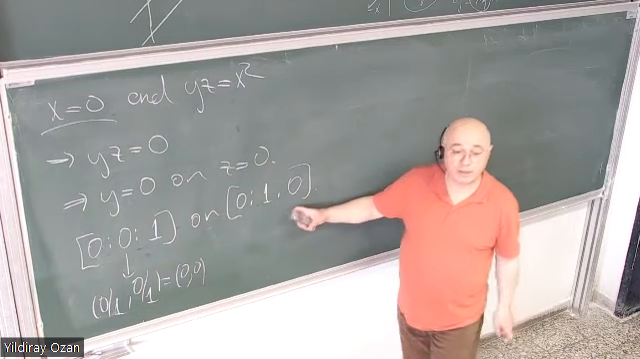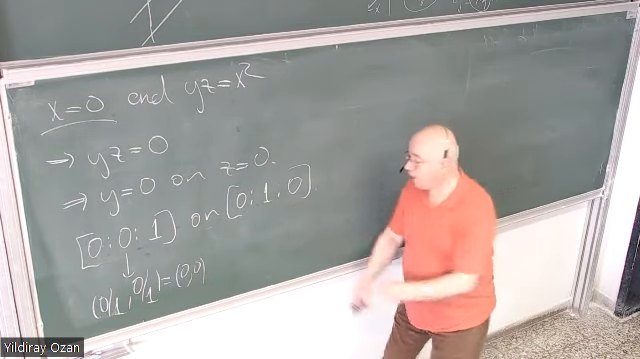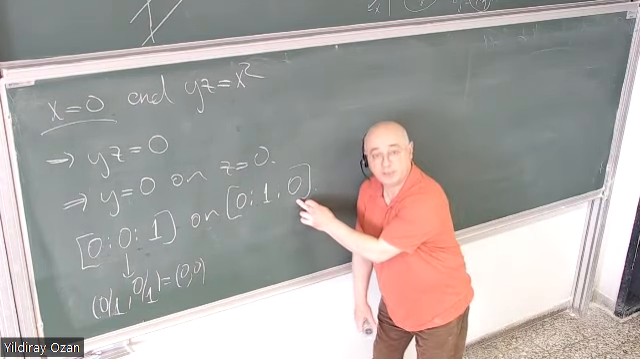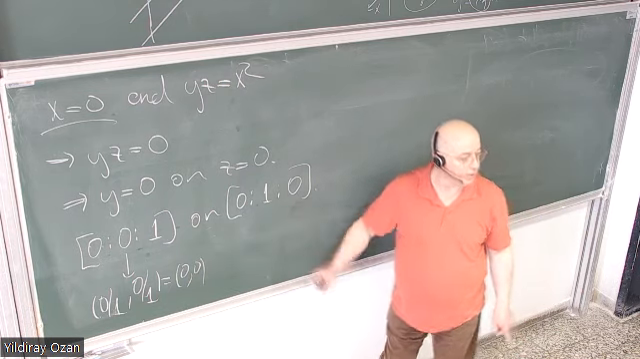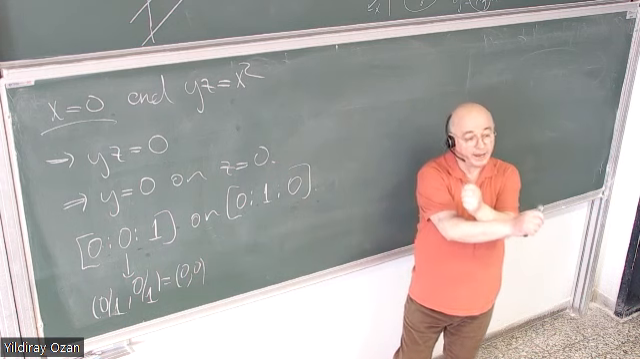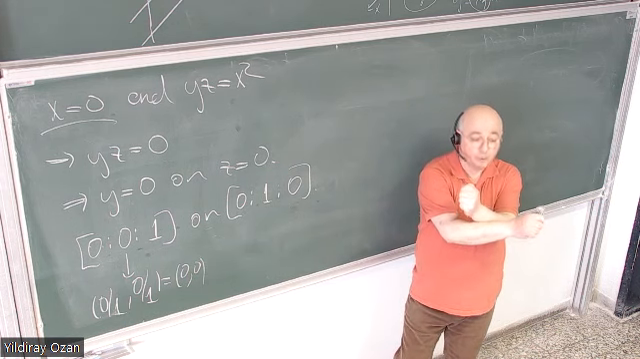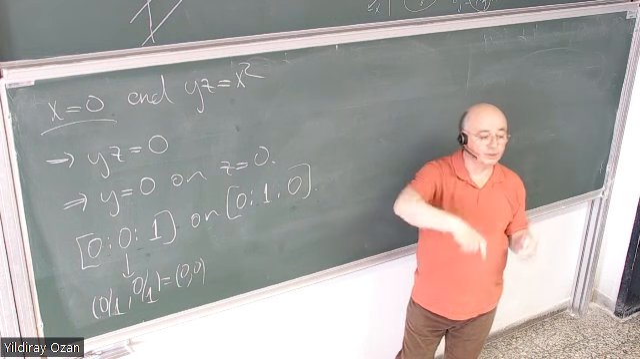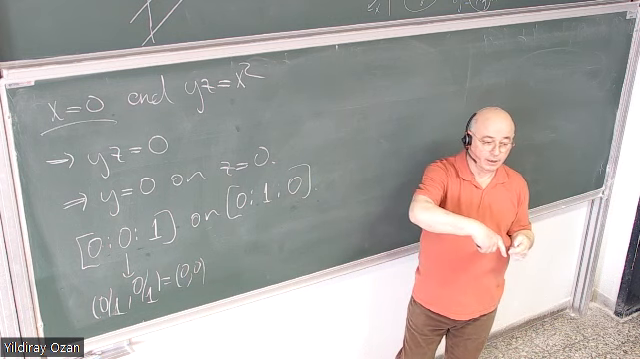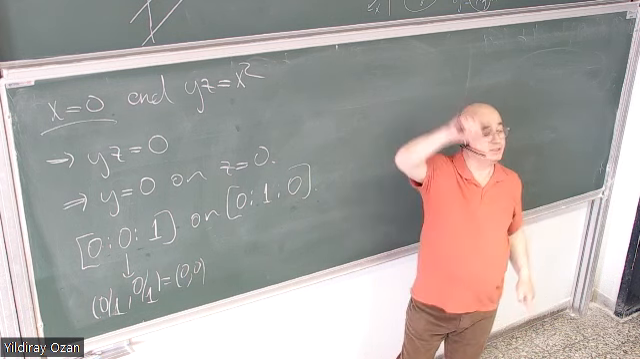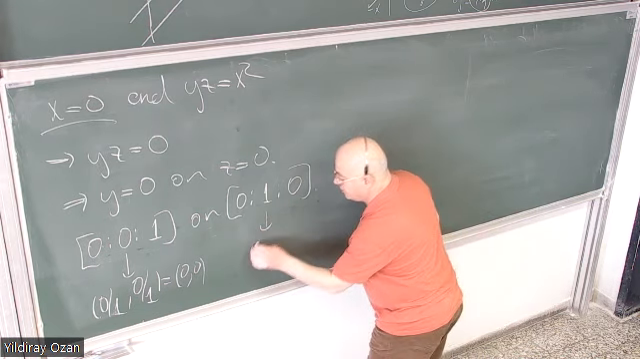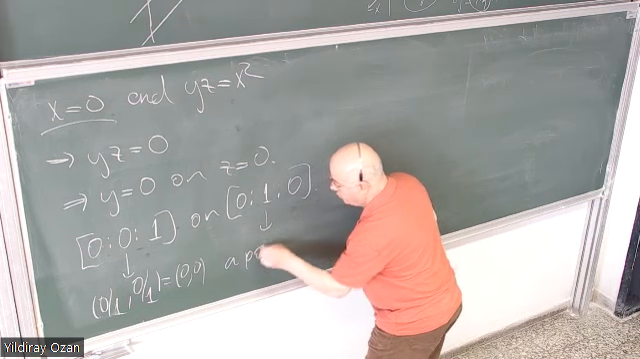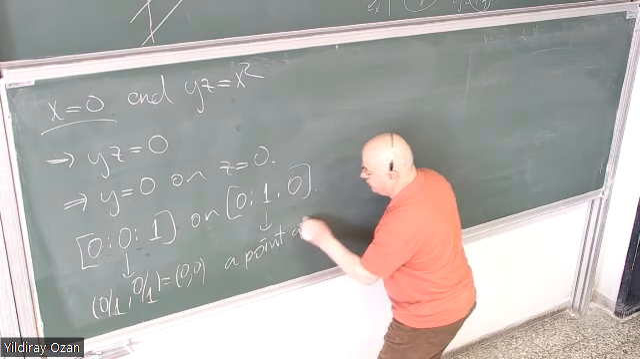What about this one? This is a point where the z coordinate is 0. So this is the point at infinity. So this parabola and the line intersect at 2 points. One of them in the usual plane, where we see it, and the other one is at the infinity, okay? So this is the point at the infinity.